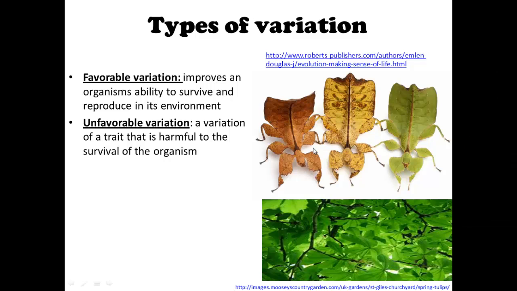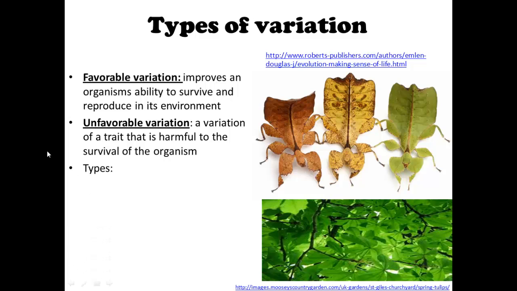So for example, if these leaf bugs lived in these trees here, a favorable variation would be the green color, whereas an unfavorable variation would maybe be the yellow color or the brown color. If there was a yellow leaf bug in here, the birds would automatically go to the yellow one because it's easier to see among these green leaves. So that's favorable and unfavorable.